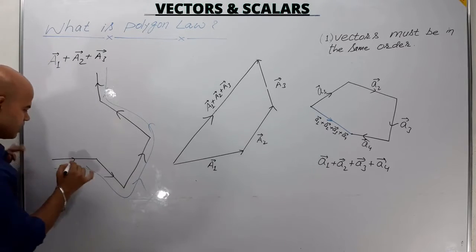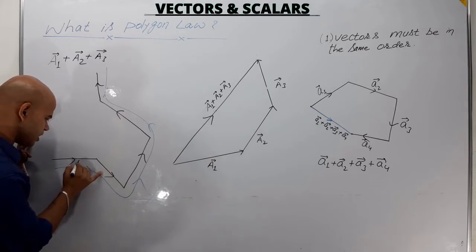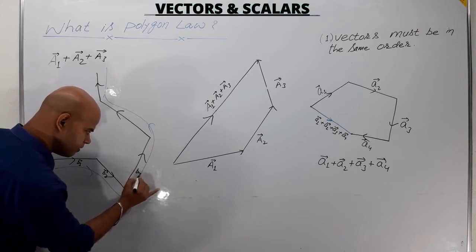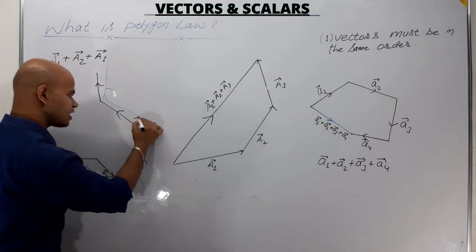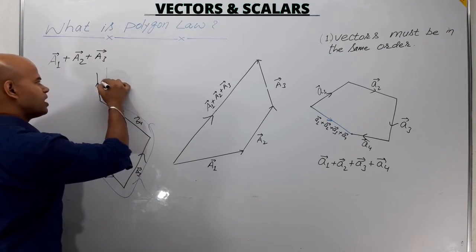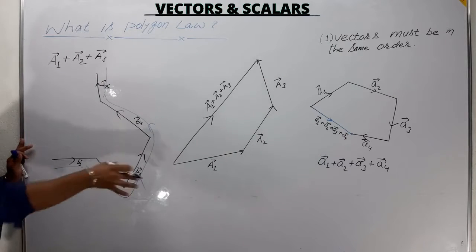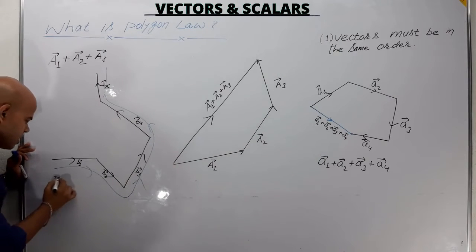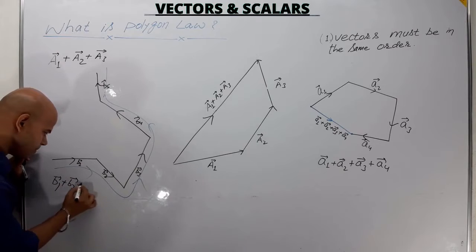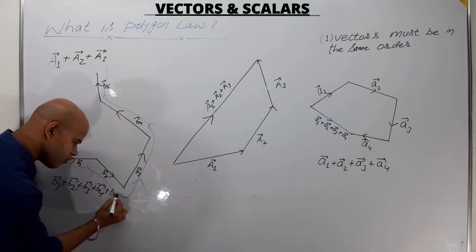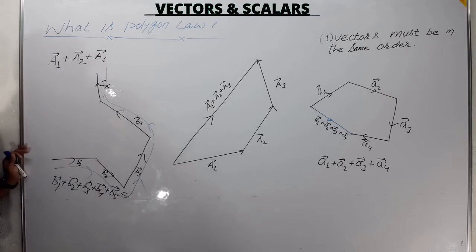Let's name them. A is already done. Now let's call this B1 vector. This is B2 vector. This is B3 vector. This is B4 vector. And this is B5 vector. And what you want to find is the resultant of these 5 vectors, meaning the vector summation of these 5 vectors. So this is B1 plus B2 plus B3 plus B4 plus B5. This is what we want to find using the polygon law of vector addition.